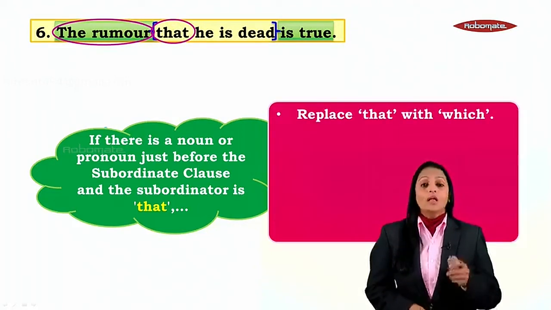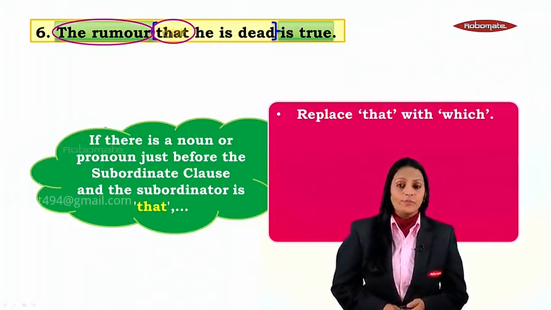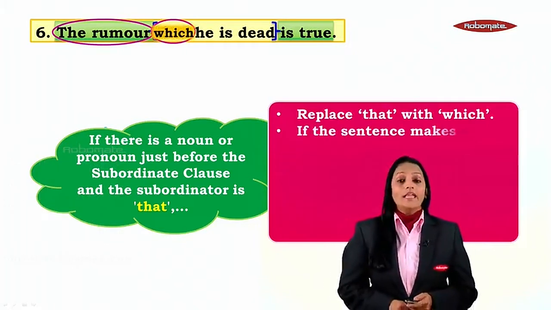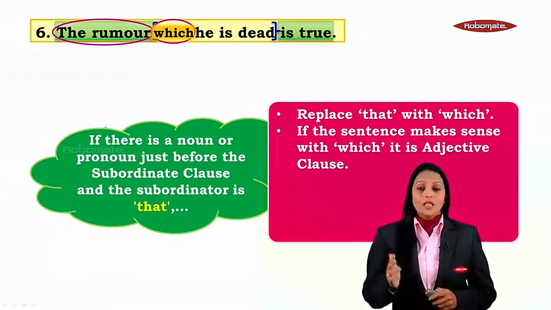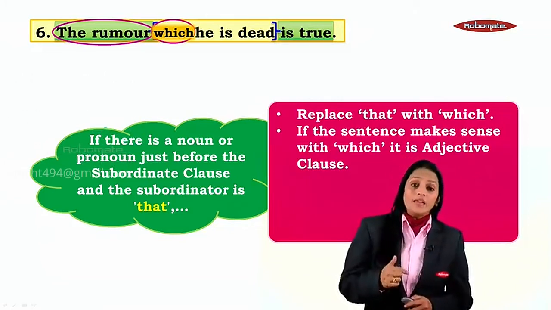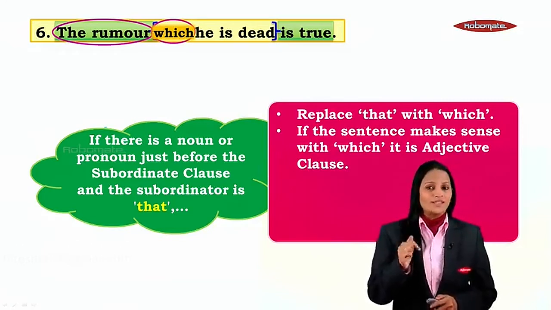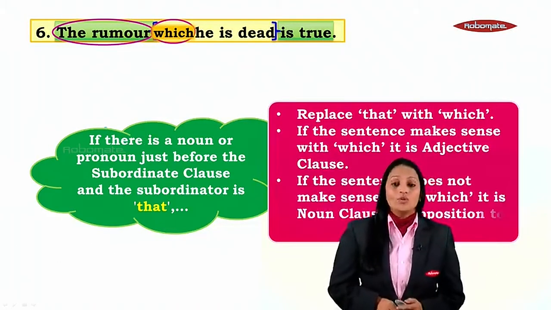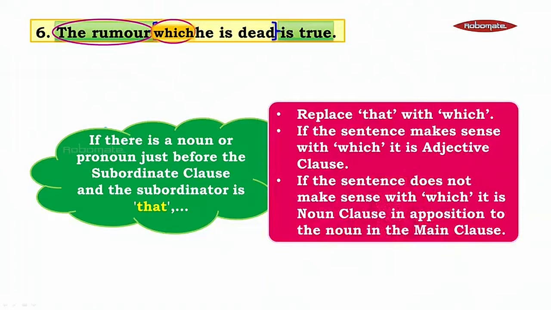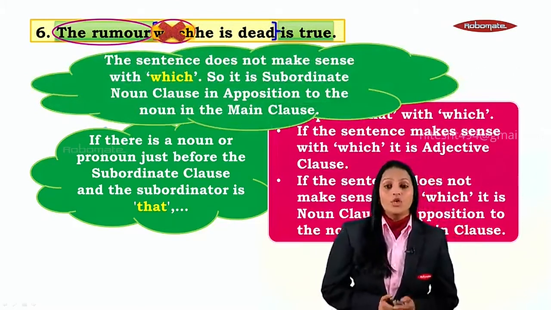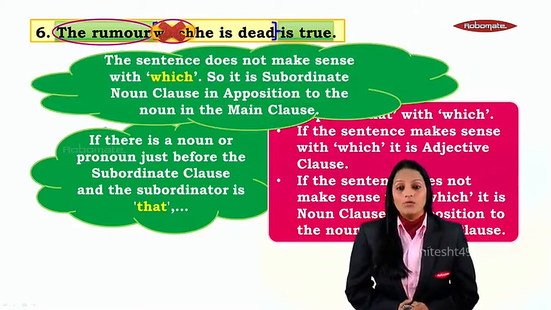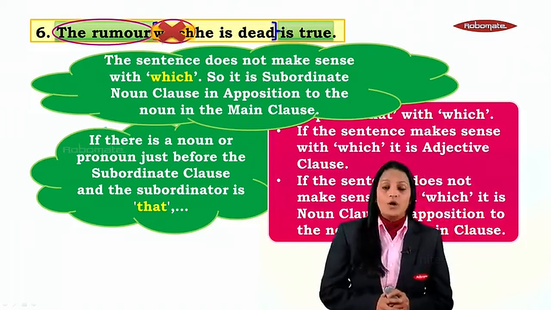Then what do we do? Replace that with which. So if you replace that with which over here, if the sentence makes sense with which, it is an adjective clause. For example, the rumor which is dead is true. If it made sense, it would have been adjective. Does it make sense, students? Not at all. So, if the sentence does not make sense with which, it is noun clause in apposition to the noun in the main clause. So, here the sentence does not make sense with which, so it is subordinate noun clause in apposition to the noun in the main clause.